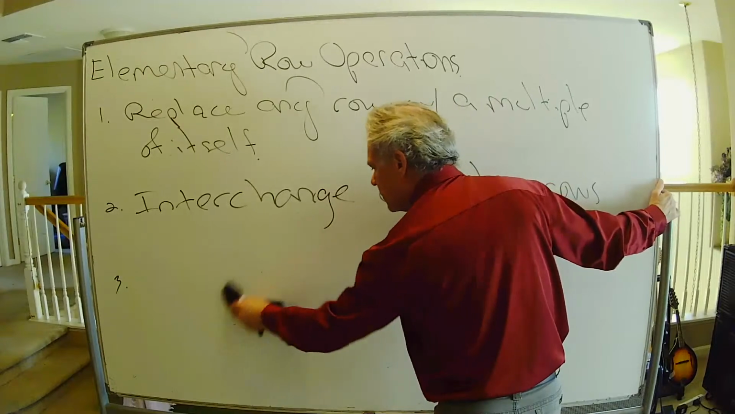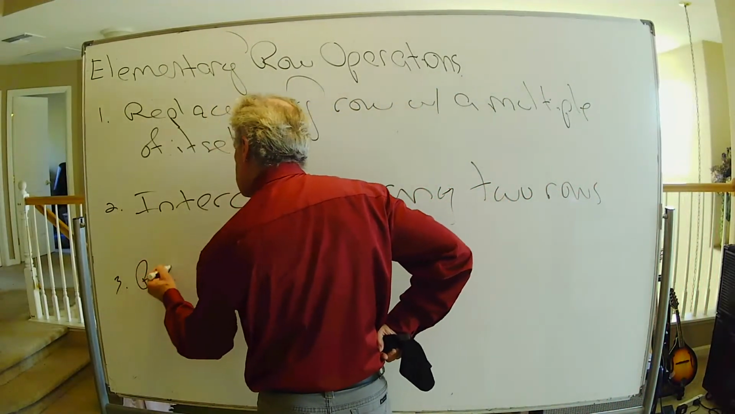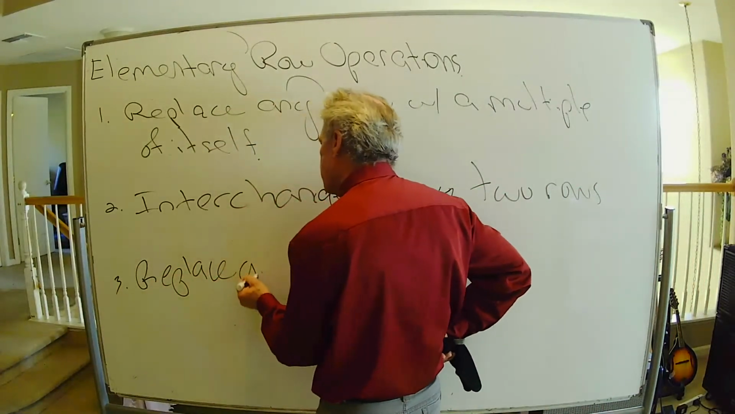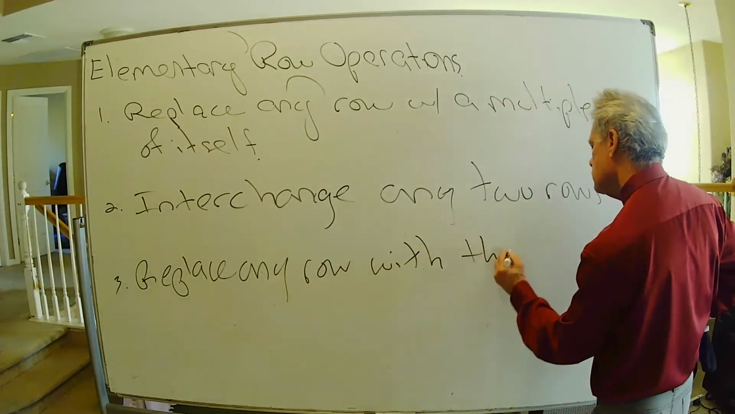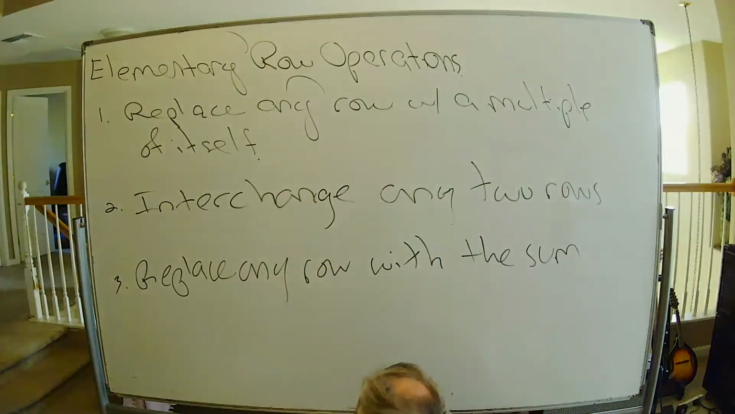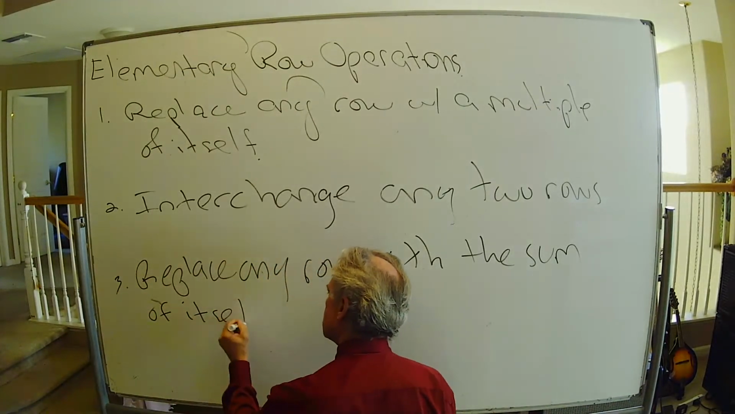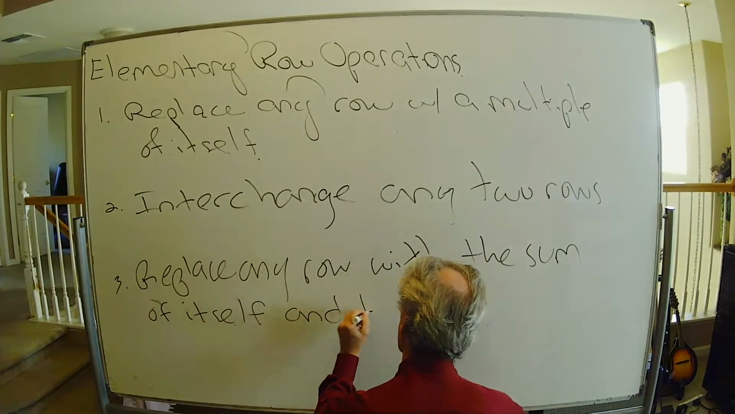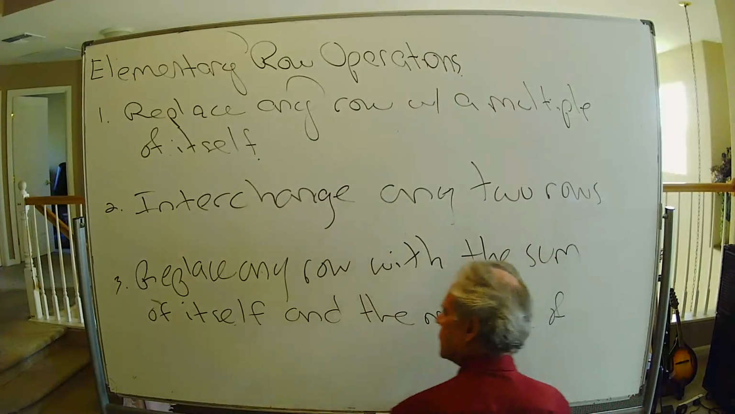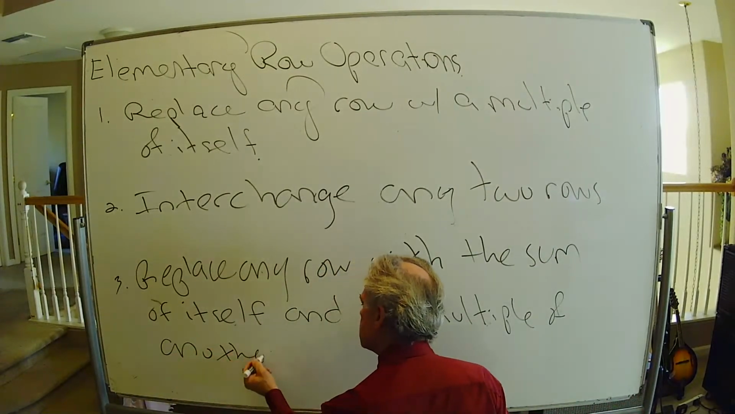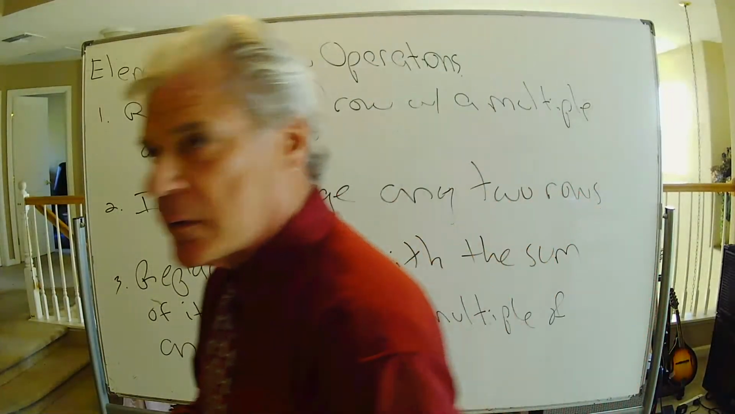And this is my last elementary operation. We'll get started solving systems. So here I go. I can replace any row with the sum of itself and a multiple of another row. So those are my three elementary operations.